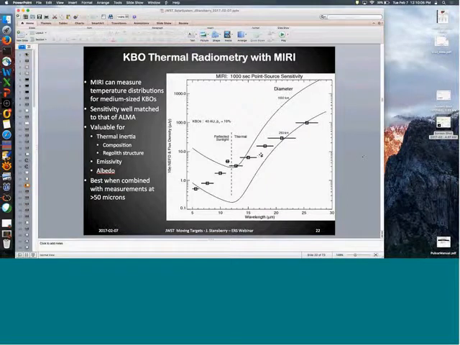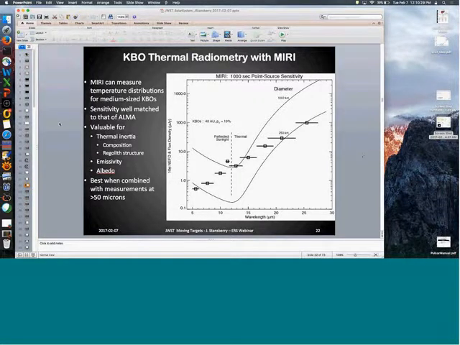And that will work better if you have supporting data at longer wavelengths. Here you're very sensitive to thermal inertia, spin orientation, and things like that, which can be interesting, but without a long wave data point to tie down, it makes it rather difficult.